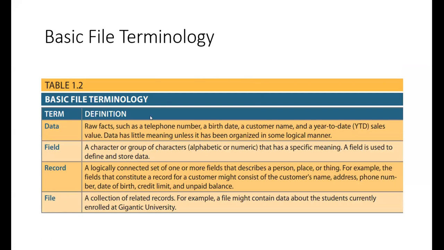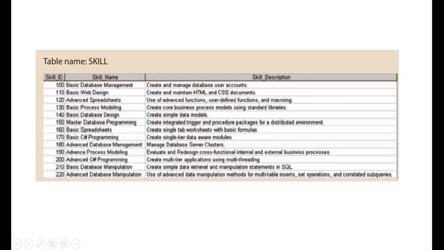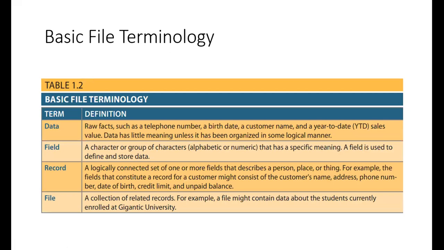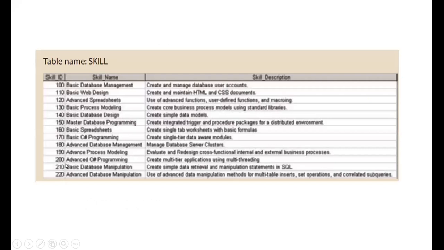So data is whatever stuff you entered. It may be a date of birth, number, name, place, or whatever we call data in the computerized file system. These words are useful when it comes to DBMS, so you have to understand what they mean. Second thing is field. A field is the box or cell in Excel. Here, skill ID 100 is one cell, one field. Likewise, each small cell in Excel is called one field. Then a record is a whole row.